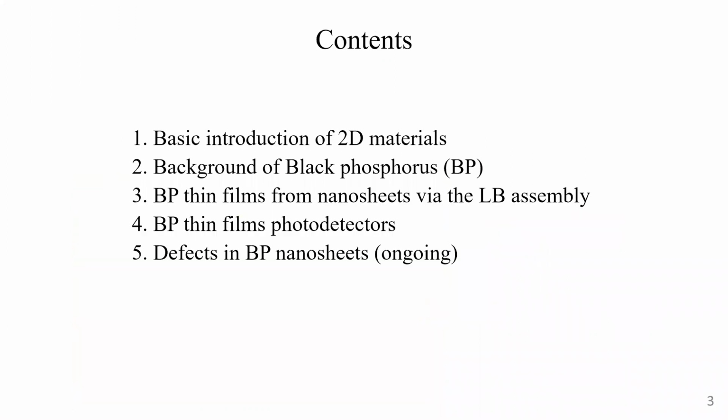The contents of this talk mainly include 5 parts. First, I will give a basic introduction of the 2D materials, followed by some background information of black phosphorus. Then we fabricated black phosphorus thin films from nanosheets via the Langmuir-Blodgett assembly technique. With these thin films, we have fabricated black phosphorus photodetectors. The last part is about our ongoing project, that is the defects in black phosphorus nanosheets.